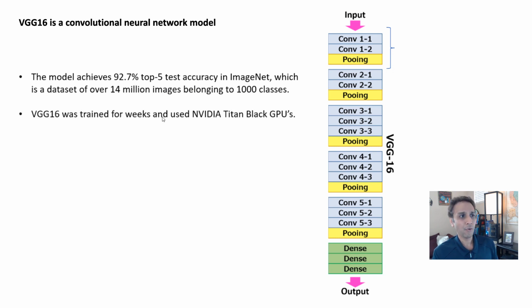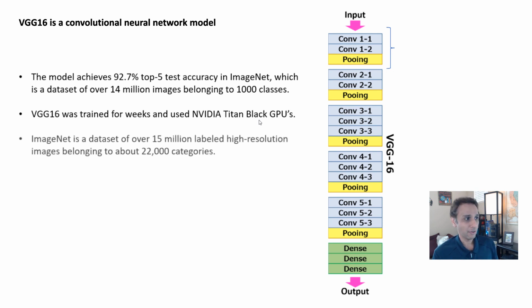And it has been trained for weeks and weeks, I think for a few months, using NVIDIA Titan GPUs, and there is no way I have that type of resources or the time to devote to training on my own data. Why do that if someone else already did that? That's why transfer learning is very important.